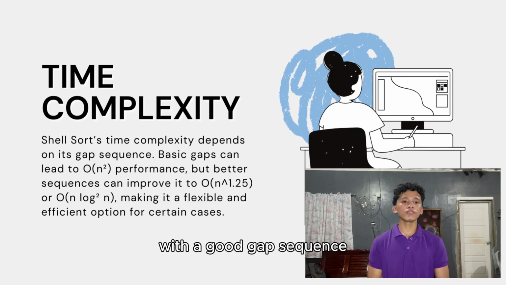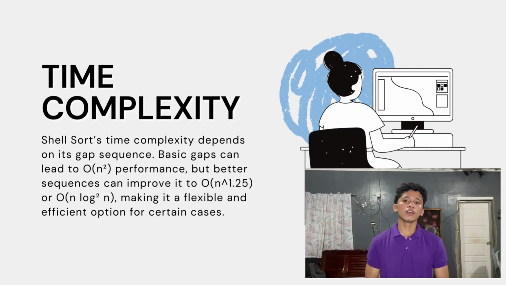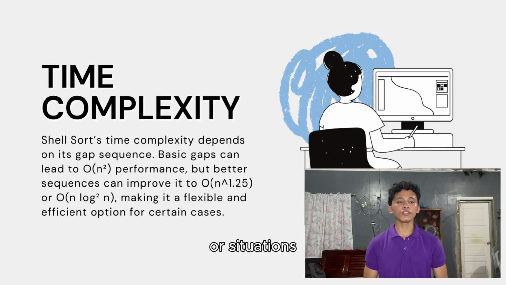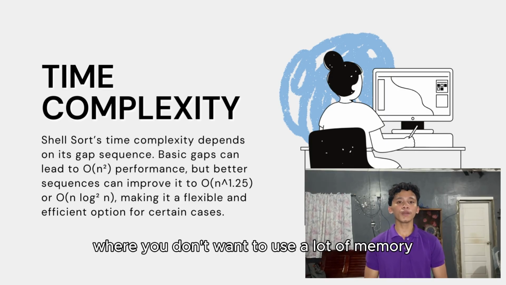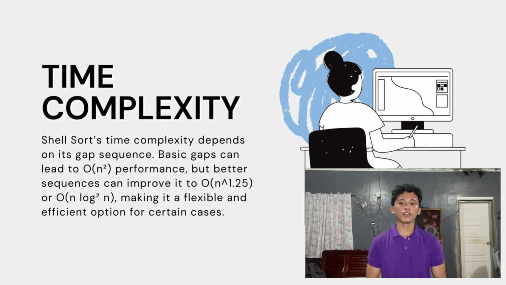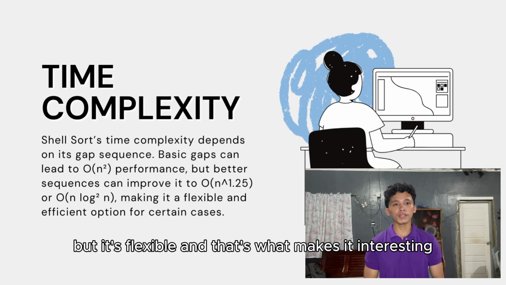With a good gap sequence, shell sort can be fast and efficient, especially for medium-sized datasets or situations where you don't want to use a lot of memory, like with quick sort. It's not always the fastest, but it's flexible, and that's what makes it interesting.